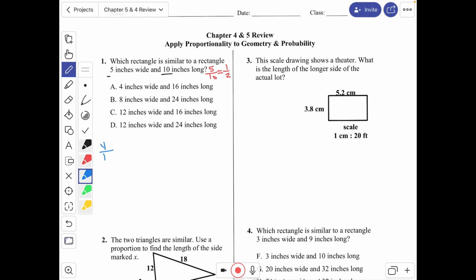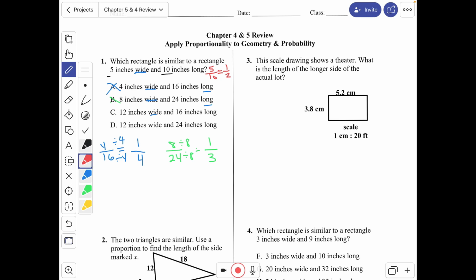We have 4/16. And basically what I'm doing is matching the wide to the wide in each of these and the length to the length in each of these. It's like a proportion, but we're seeing which one is equal. 4/16 would simplify to 1/4, which is not the same. And then there's 8/24, which would simplify to 1/3, which is not the same.